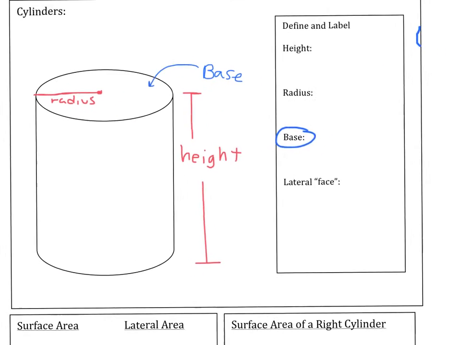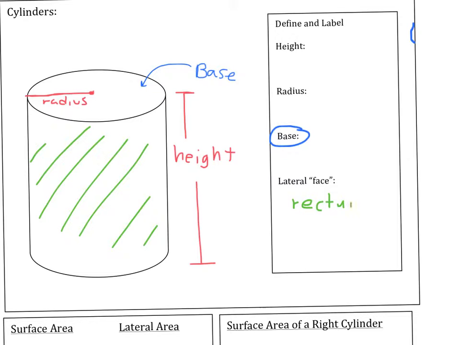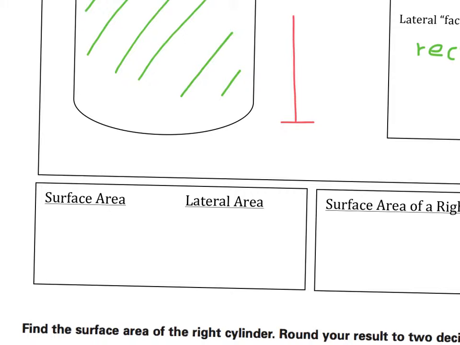Now, the lateral face here is going to be the rectangle that's wrapped around the circle. So this is my lateral face. It is a rectangle, but it's been wrapped around. So imagine rolling up a piece of paper. That would be your lateral face. Remember that lateral area is the area of the non-bases. So in this case, it's just the rectangle that's wrapped around.